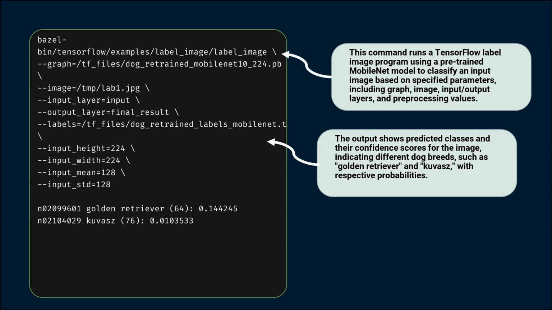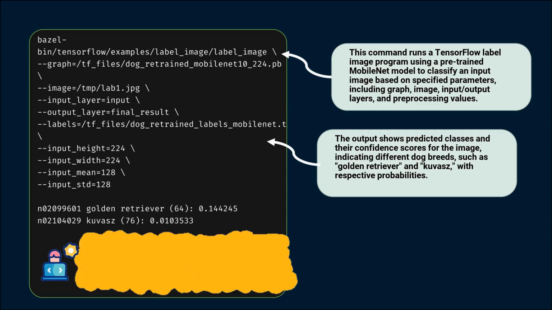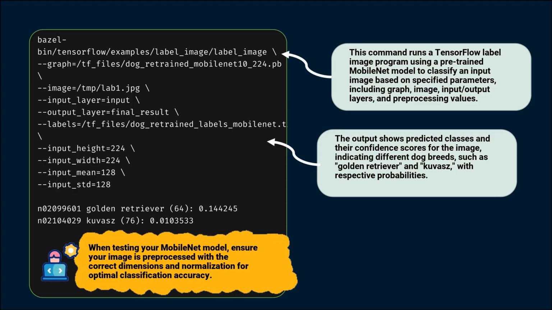The parameters like --input_layer and --output_layer specify the specific layers of the model we want to use for input and output. This ensures that the data is correctly routed for classification. Now we also need to specify the labels used for the model in the --labels parameter, pointing to the file that contains the class names tied to our retrained Mobilenet model.